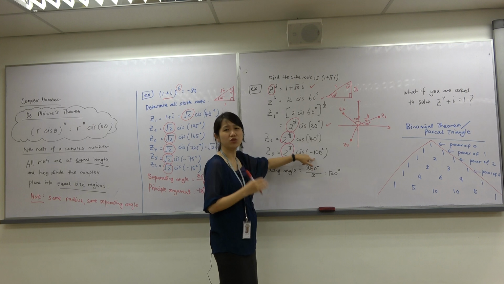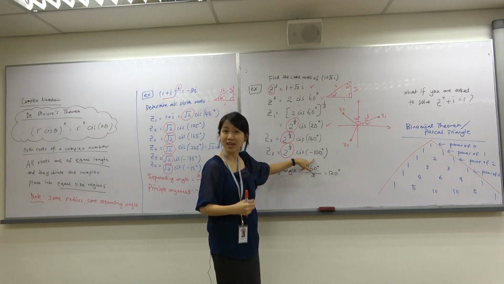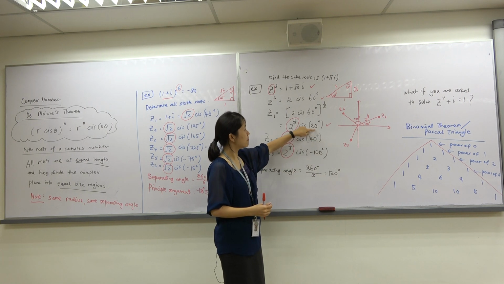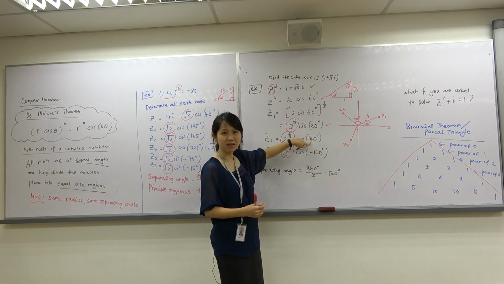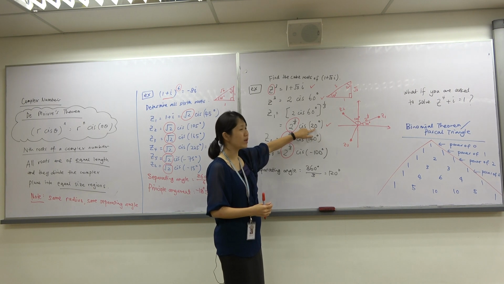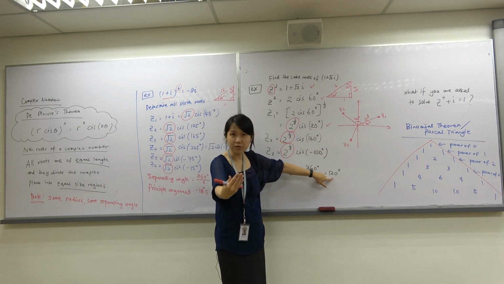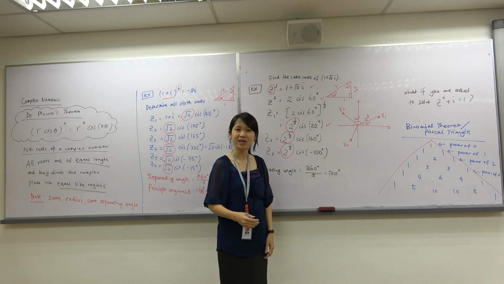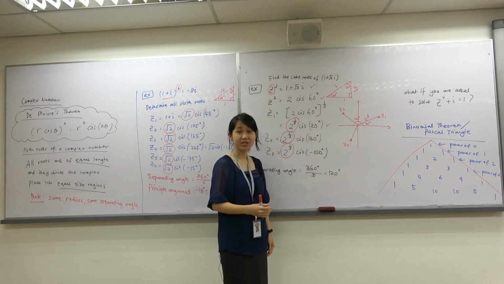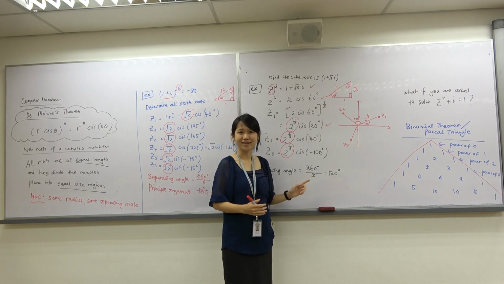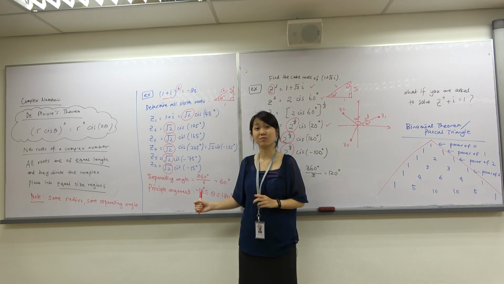But is that the only way? Do we add all the time? Not necessary. You can also subtract the separating angle. So it is 20 plus 120 to get me 140. It could also be 20 minus 120, which is the separating angle, to get to negative 100 degree. Alright? So note that we always have our angle to be in the principal argument. Right?